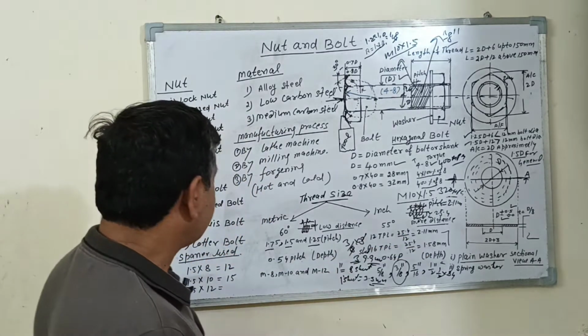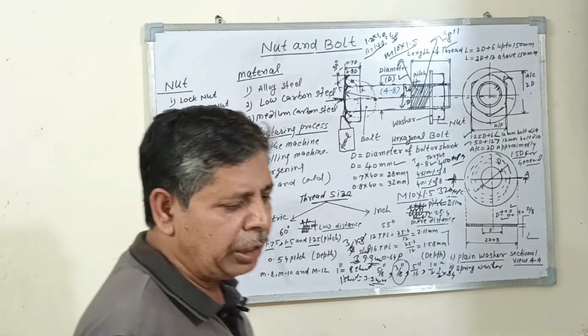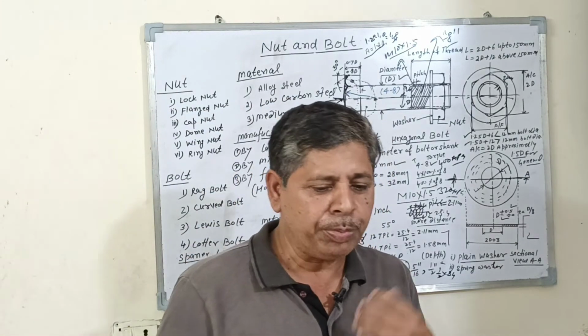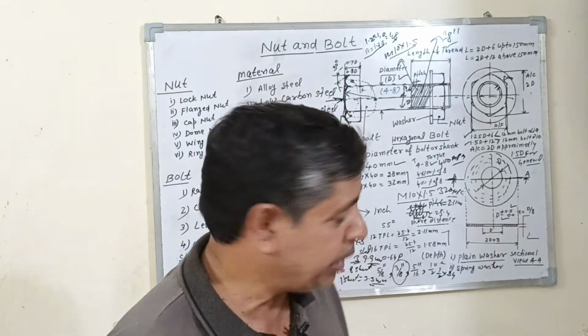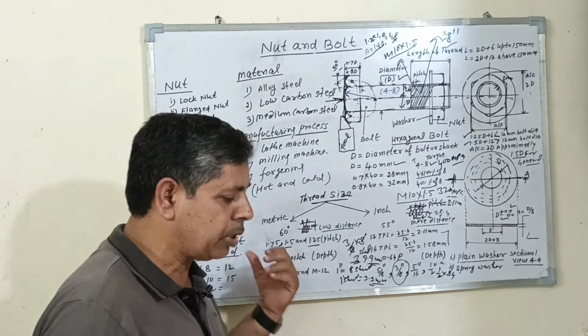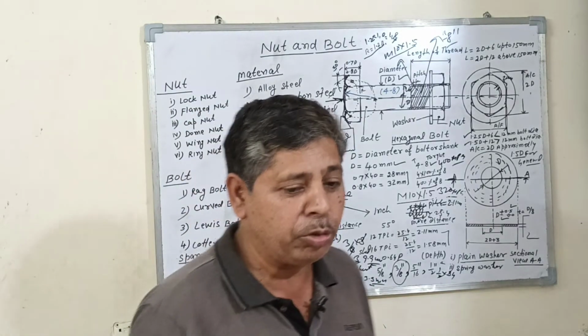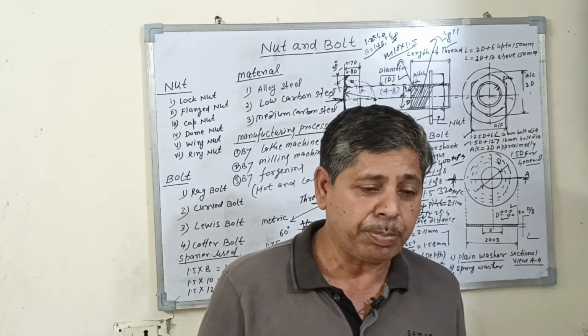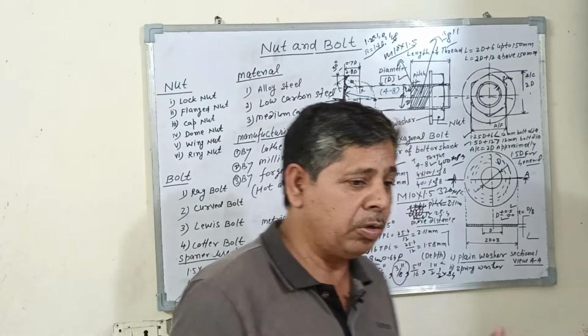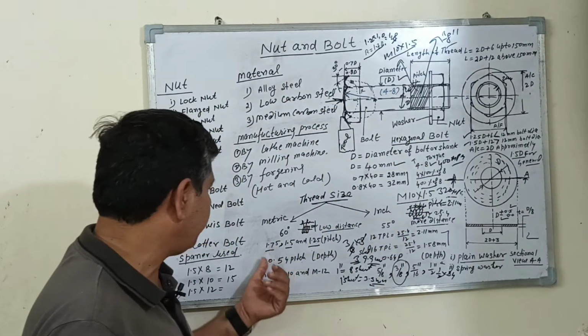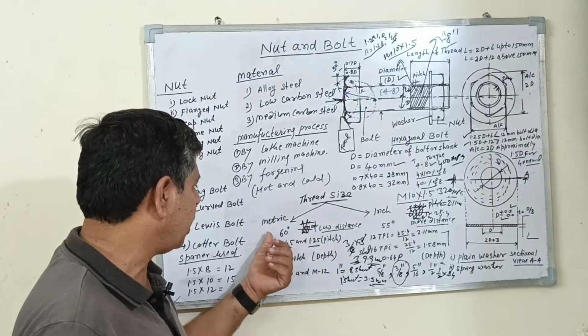The fine type thread is generally used for boilers and high pressure purposes. The coarse type bolt is generally used for heavy duty, like trucks, machinery parts and buses. This type of thread is used, the coarse type thread.